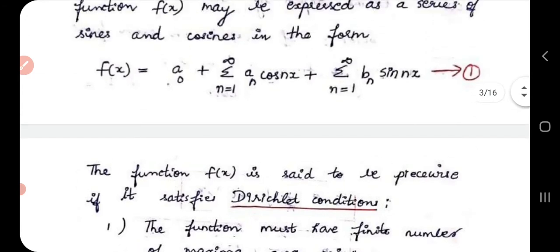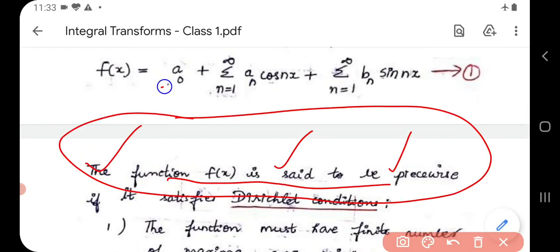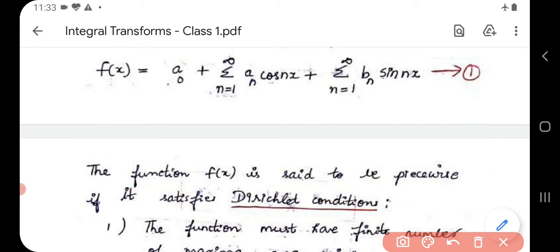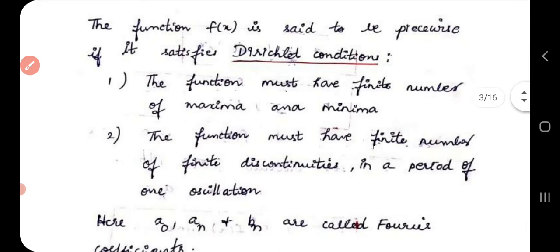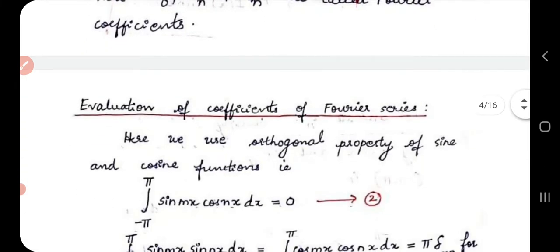Now in equation 1 you can see a0, an and bn. They are called the Fourier coefficients. So equation 1 is the Fourier series, and a0, an and bn are the Fourier coefficients. For your exam you will be given a question and asked to find the Fourier coefficients, that is a0, an and bn. For that we have to find a formula to calculate these Fourier coefficients. So let us do that.